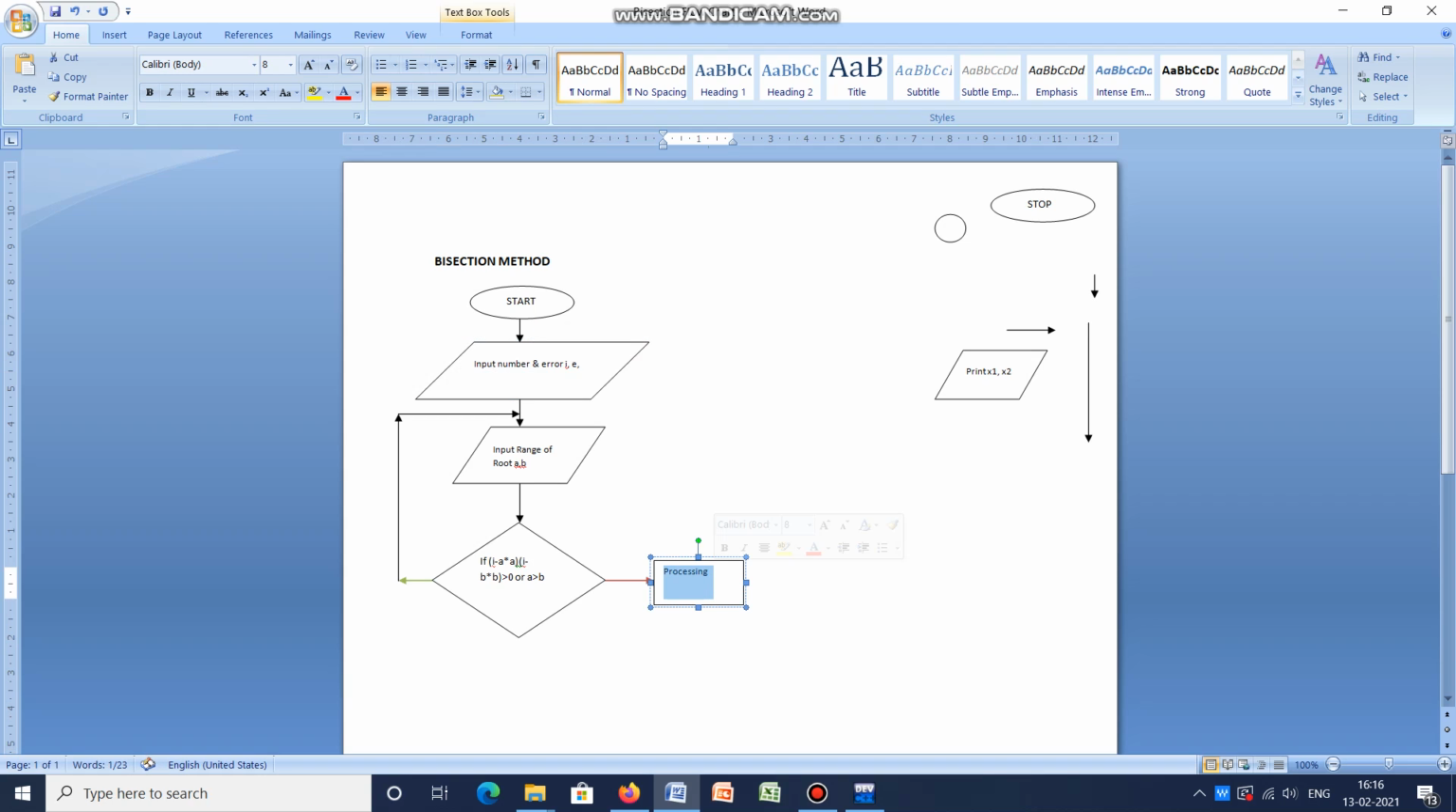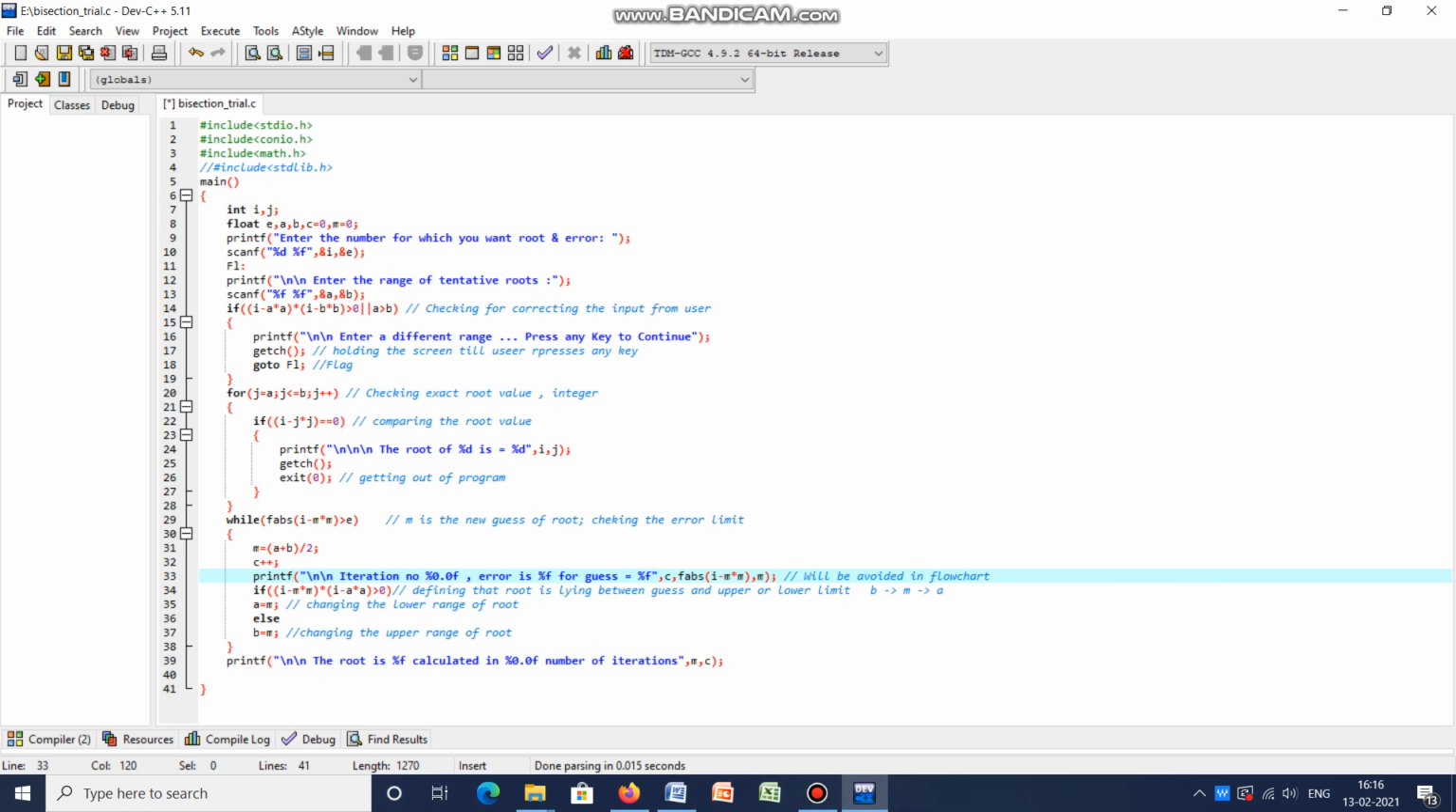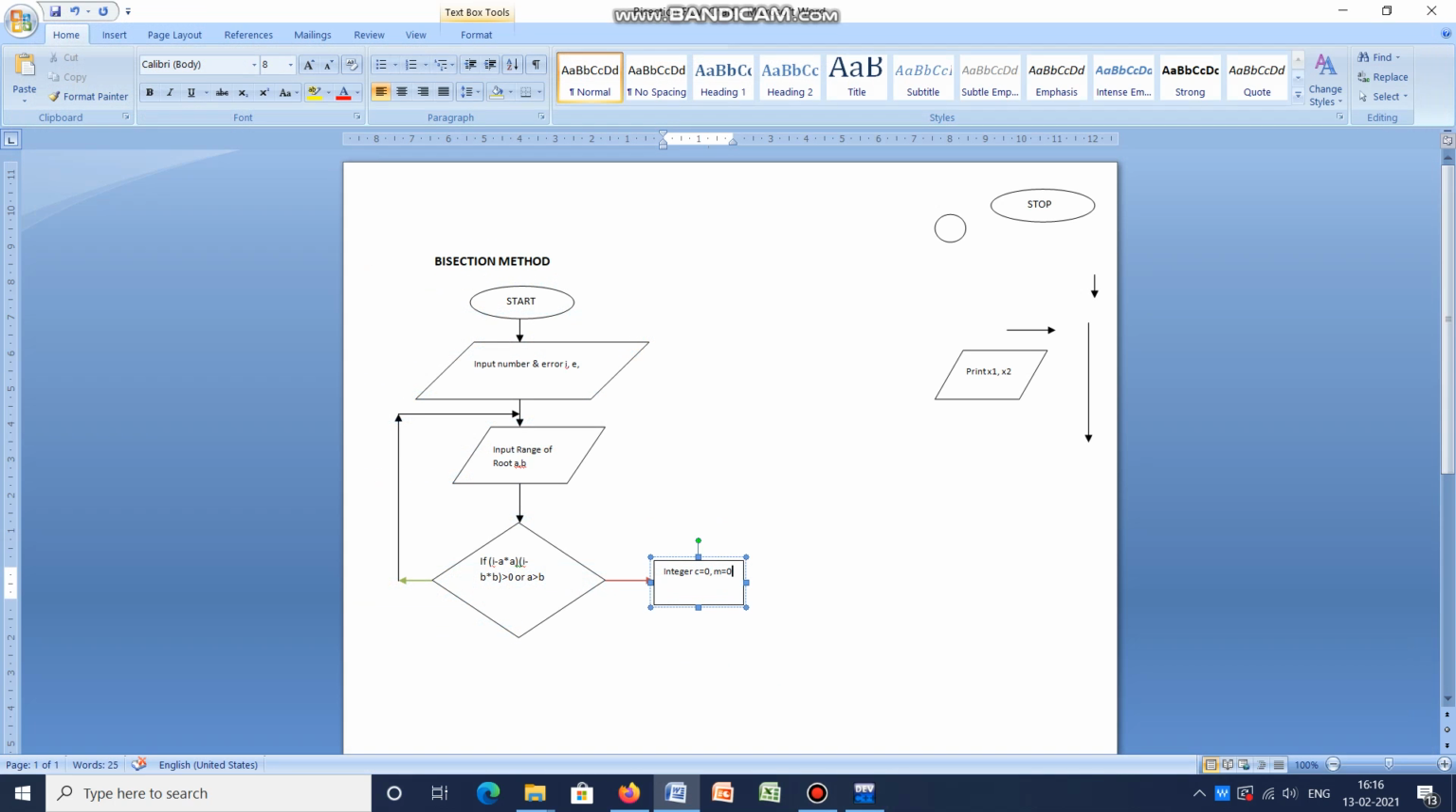So I have to write c equal to 0, int, equal to 0 and m equal to 0. Initially m was declared as 0 here. That is the processing I have done. If it is greater than or satisfied, then I am actually finding the root now.